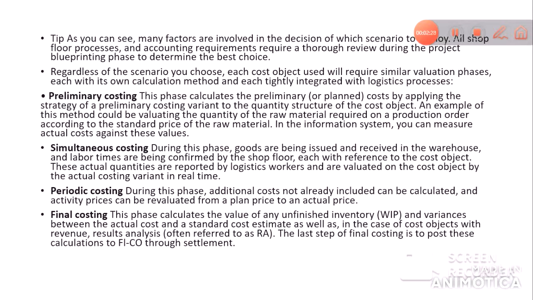So in final costing, the value of any unfinished inventory, work in process, and variances between the actual cost and a standard cost estimate, as well as in the case of cost objects with revenue, results analysis, everything will be evaluated. The last step of final costing is to post these calculations to FICO through settlement. So these are all the steps involved in this costing process.